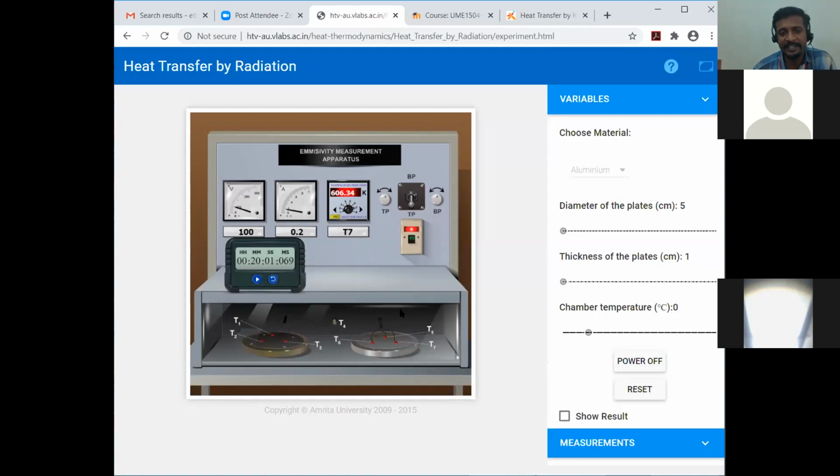Once it reaches steady state, all the temperatures will be the same. So you got 3 temperatures constant, the other 3 temperatures constant. Now you know the stabilization has occurred. Now in this case, you don't have to calculate. Now here, because it is a simulator, it also gives you a result.